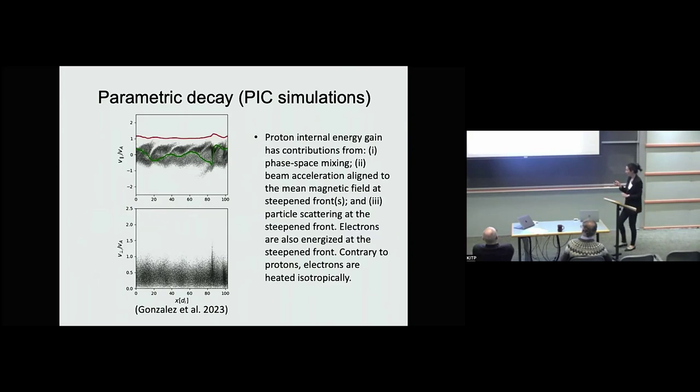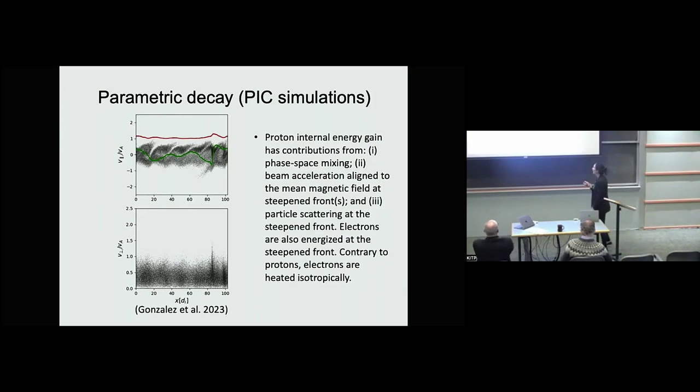So this is an example, a snapshot in time during the saturation process of the parametric decay, and these two plots represent the phase space of protons. On the x-axis, you have x position, normalized to the ion inertial length, and on the y-axis you have, on the top, the parallel velocity of particles and the perpendicular velocity at the bottom. What you're seeing here is really a contour of the distribution function.